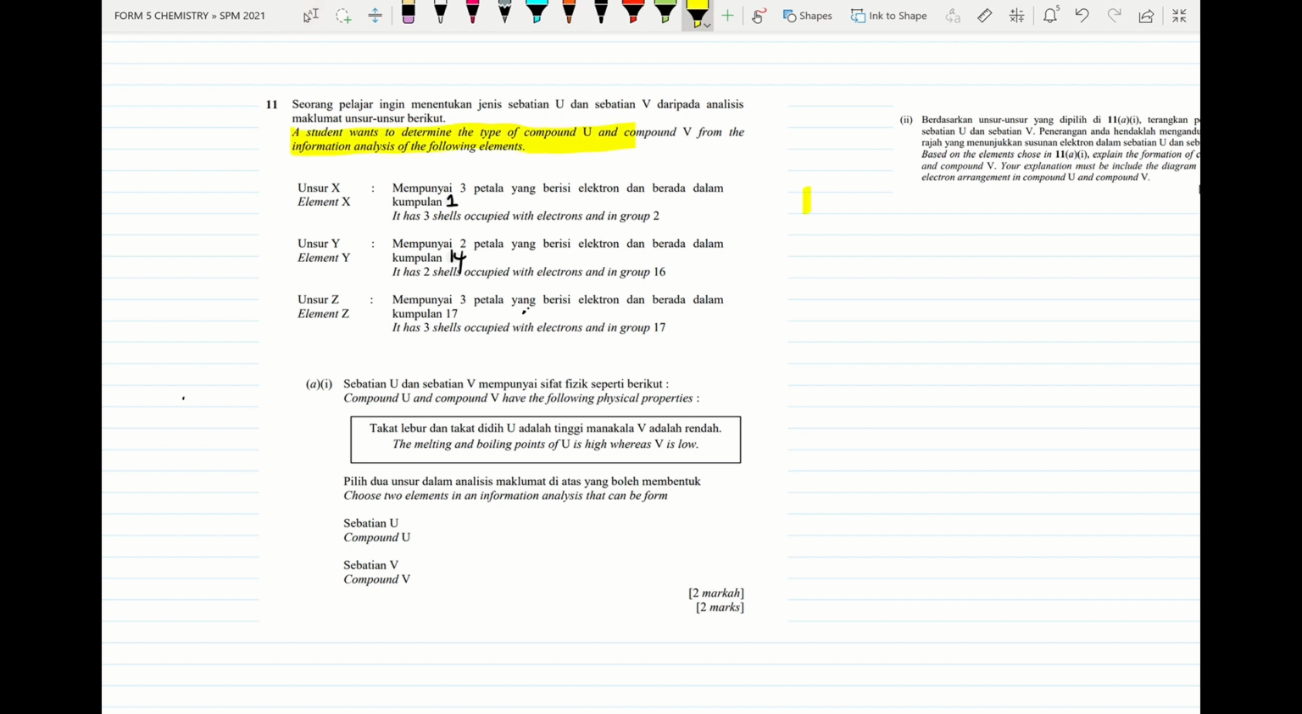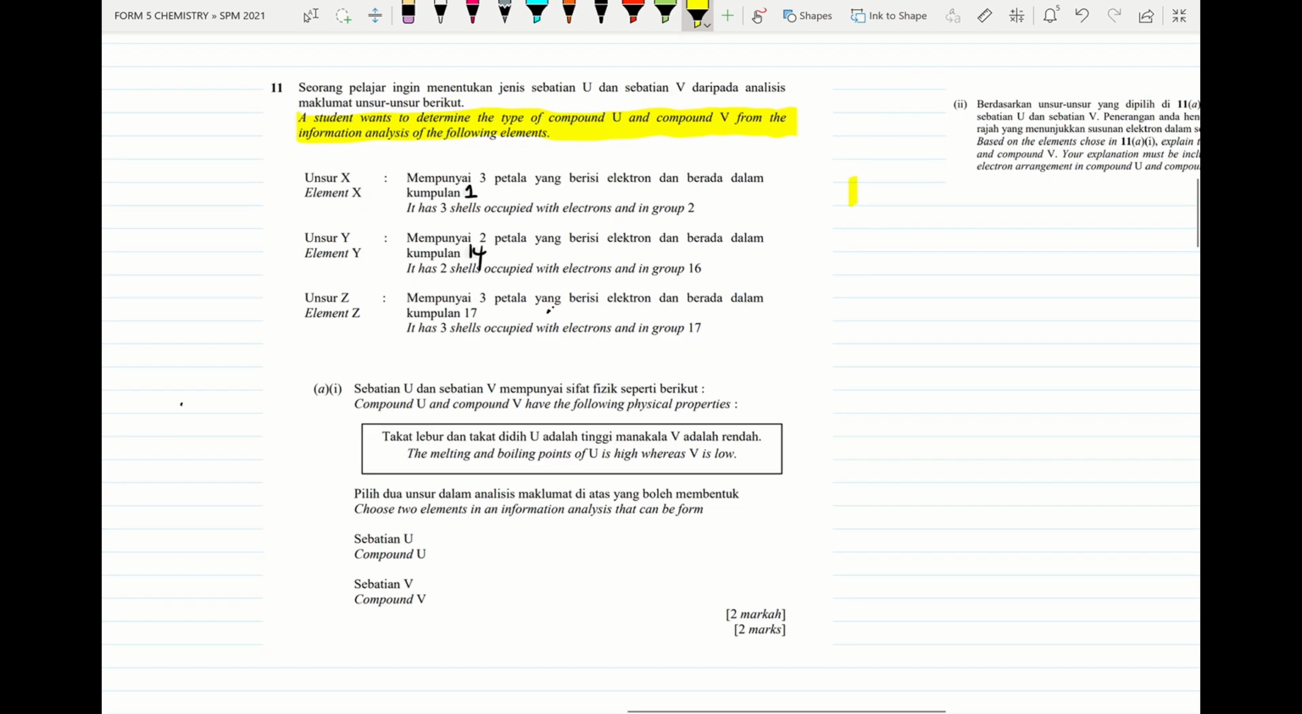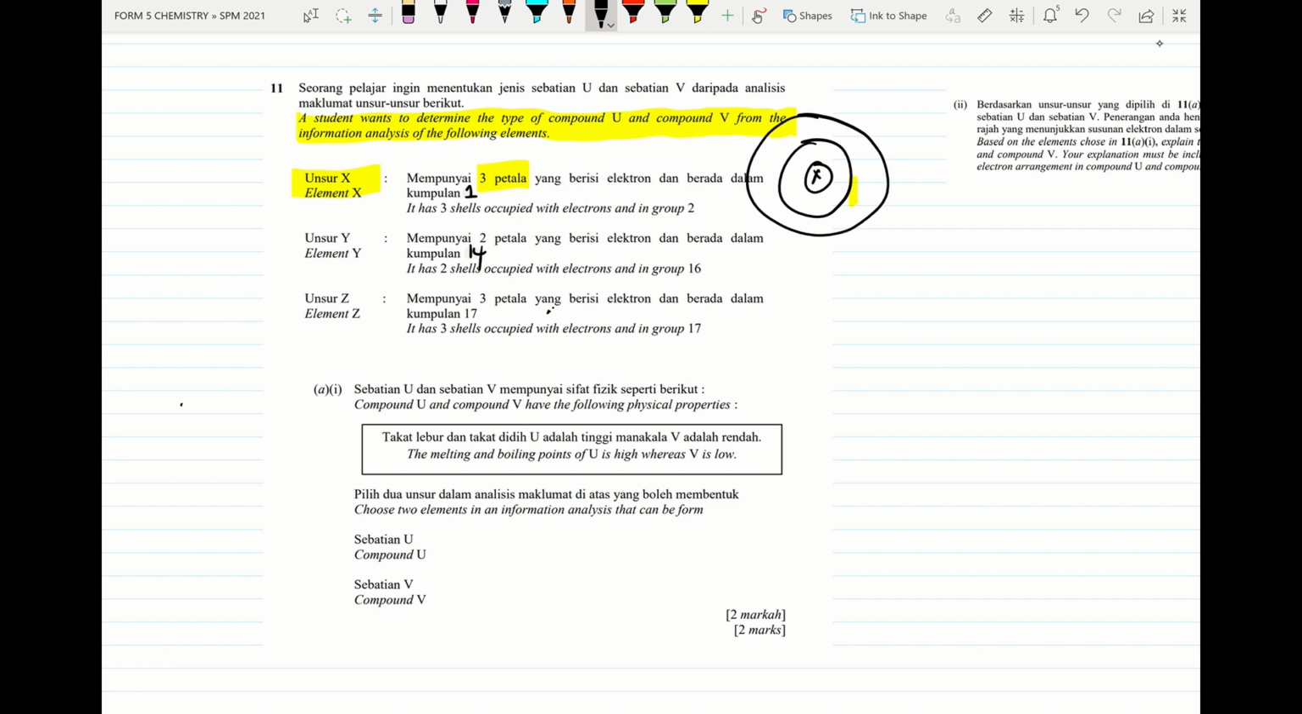A student wants to determine the type of compound U and compound V from the information analysis of the following elements. They give element X. It has three shells, so I put here 1, 2, 3. Element X is from group 1, so here 2, 8, and the valence shell got one valence electron. Therefore element X is 2.8.1. It is a sodium atom from group 1.